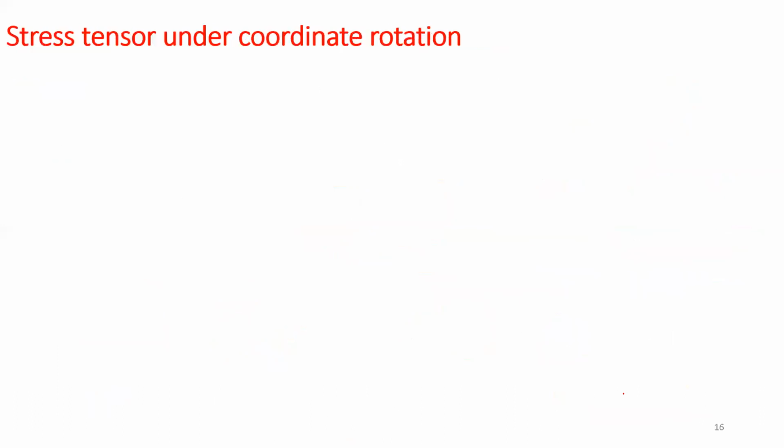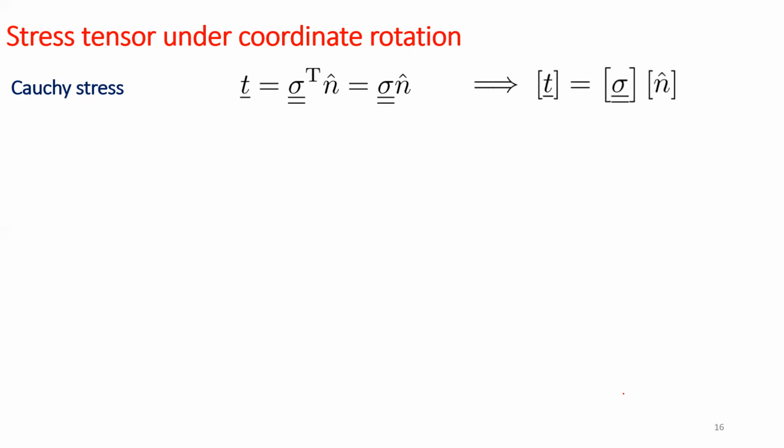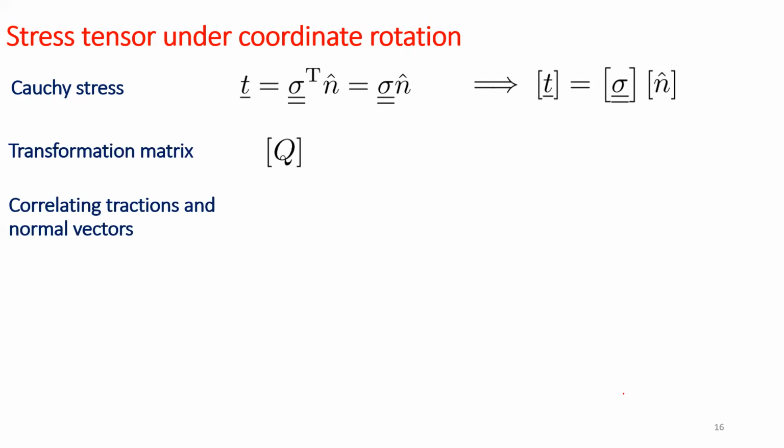All right. What happens when a stress tensor is rotated, when the coordinate system is rotated? The concept which we have seen before as well. I thought for completeness, we can relook at this problem and solve it, instead of the transformation matrix, by looking at it in a different way. So Cauchy stress definition is this: traction is sigma transpose times normal vector, and I can write this in matrix form. The transformation matrix is Q. We'll use the same notation, and I can correlate the tractions and normal vectors from the old coordinate system to the new coordinate system.